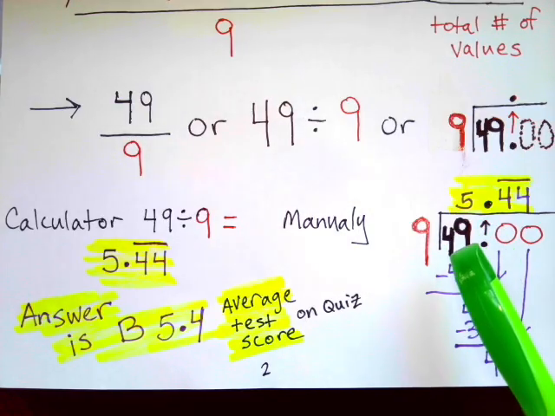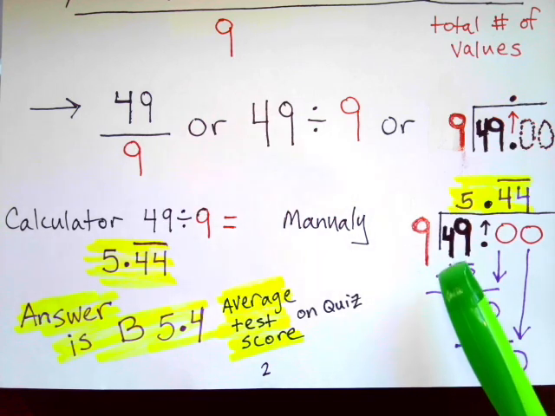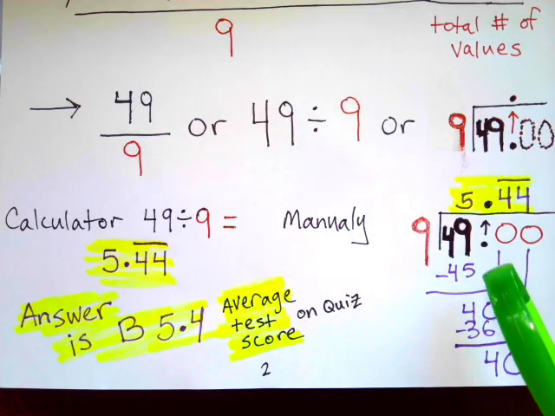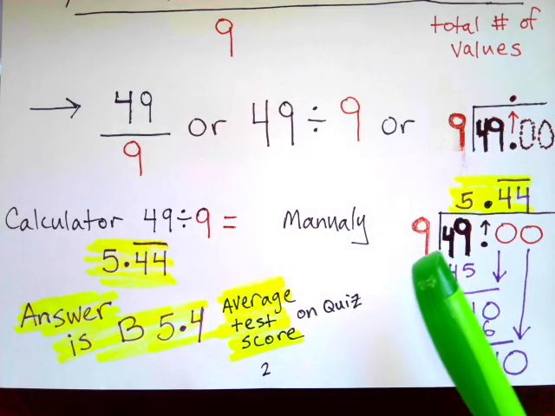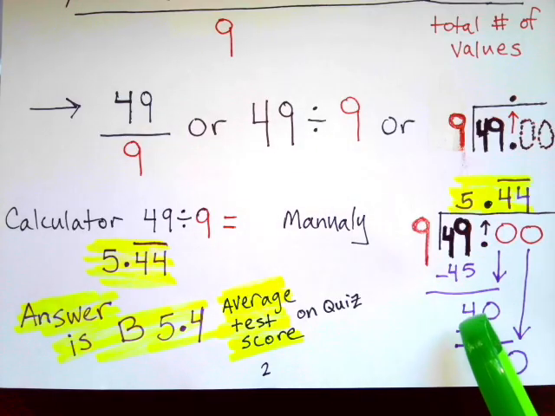I'm going to subtract 45 from 49. That gives me 4. Okay, 9 minus 5 is 4. I'm going to take that 0 and bring it down, because I know no number times 9 will give me 4. I'm going to bring that 0 down, and now I have 40.